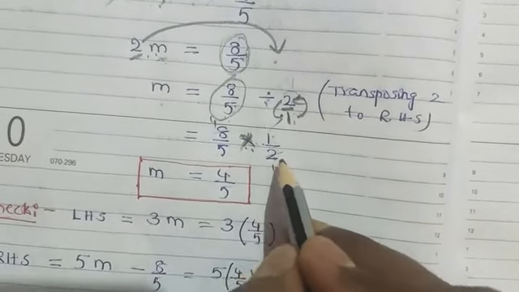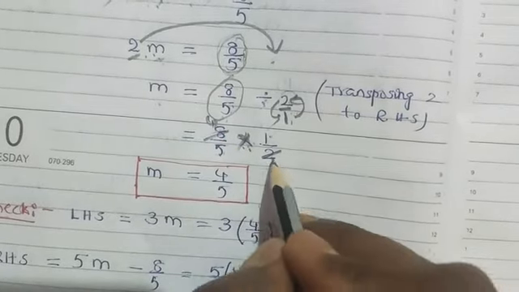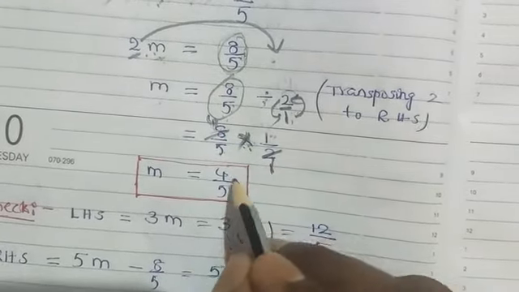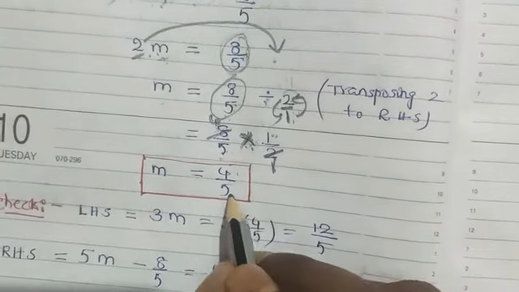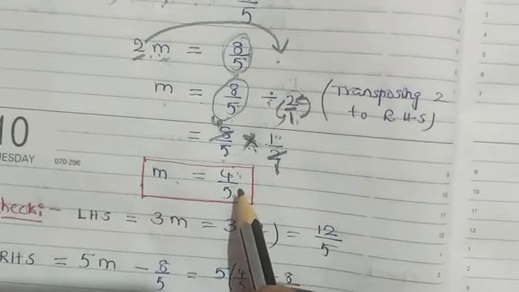8 by 5 into 1 by 2, so 2 1 time, 2 4 times is 8. So 4 by 5 into 1 by 1 is left. 4 into 1 is 4, 5 into 1 is 5. So m value is 4 by 5. You got the value of m as 4 by 5.